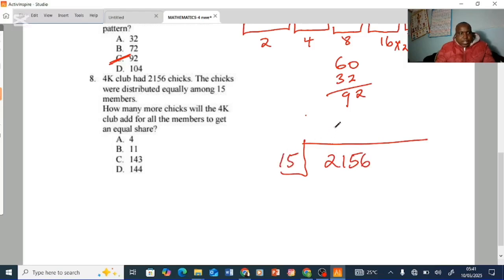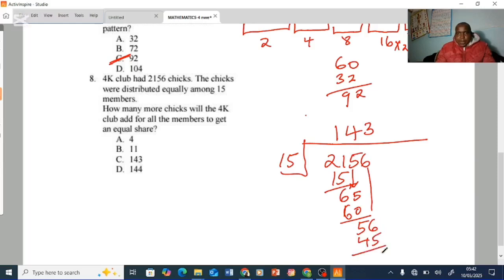So you take 21, which is 15. 11, you borrow 1, that is 11 minus the 5, that is 6. So we remain 6. Bring this down. So we will have 65. So take 4. 4 times 15, which is 60. Remain 5. Bring this 6. Now we take 3, which is 45. We remain with 11.